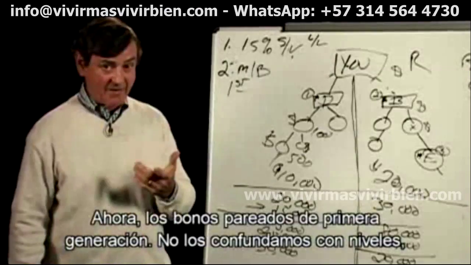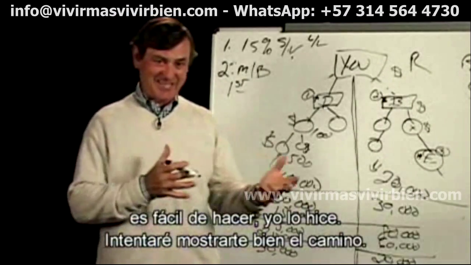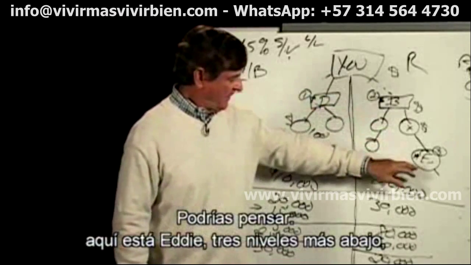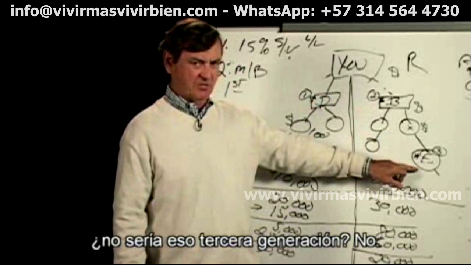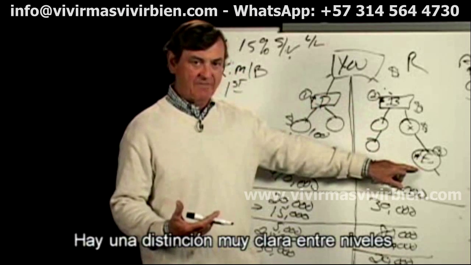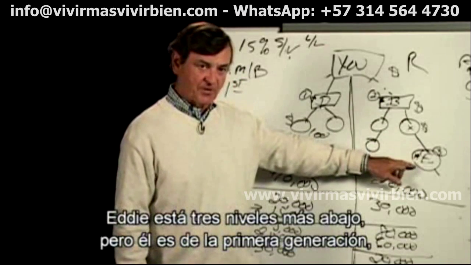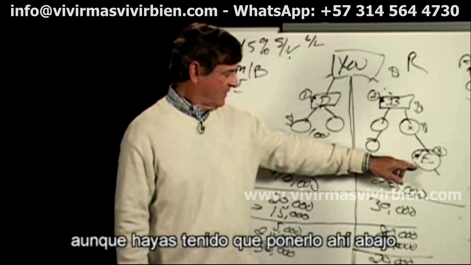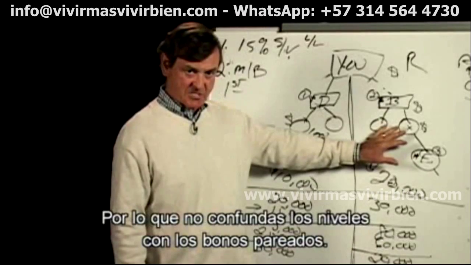Now don't confuse this with levels. It's easy to do. I did, so I'm going to try to take you down the right path. You would think, gosh, here's Eddie 1, 2, 3 levels down. Wouldn't that be third generation? No. There's a very clear distinction between levels. You're right, Eddie is 3 levels down, but he's first generation, even though he tumbled down here. He had to, right? So don't worry about levels with matching bonuses.